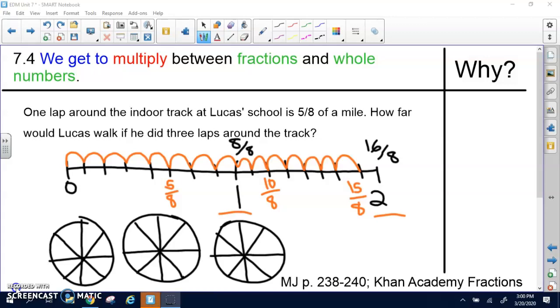You could also look at it through fraction circles. So because we're working with 8s, I have 3 wholes which are divided into 8s. You can look at it as 5/8, and 5/8, and 5/8. When you count all the 8s up, it equals 15/8.